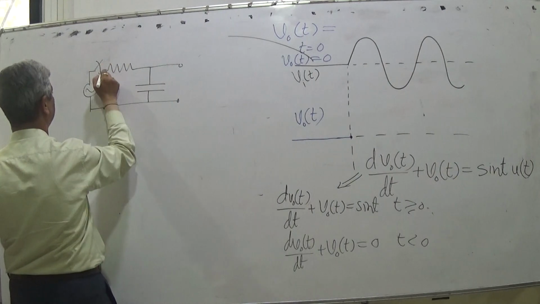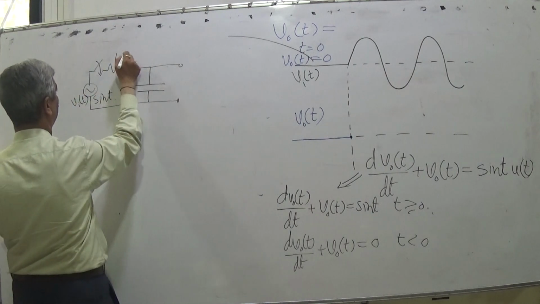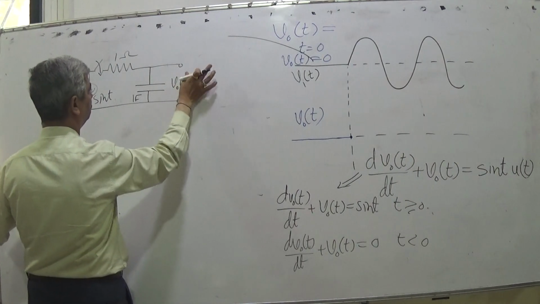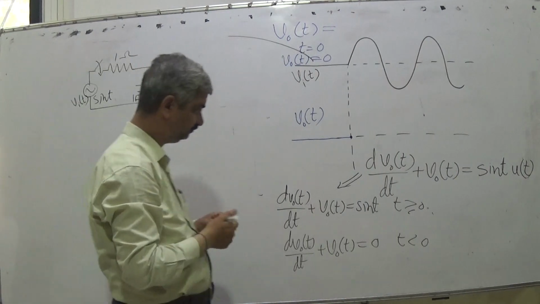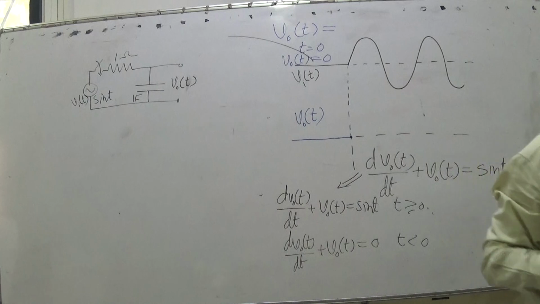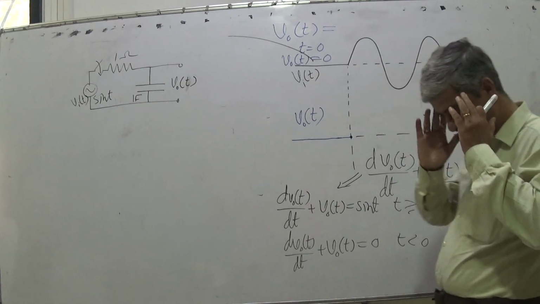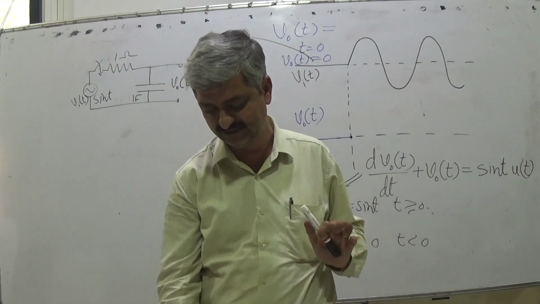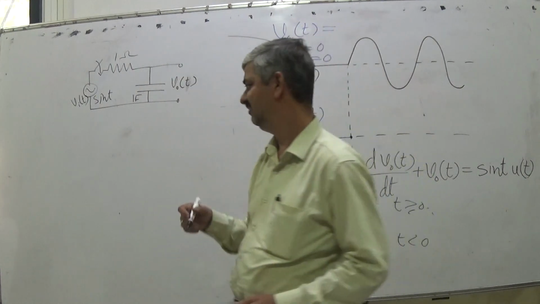The source is sin t, V in t, with a resistor of 1 ohm, a capacitor of 1 farad, and Vot. So we just talk of a solution. How to find it is different. Even if you are able to check whether what is given is correct or not, that is also a good approach.